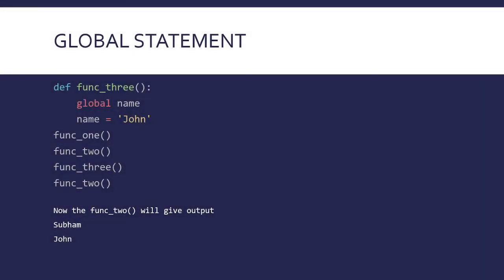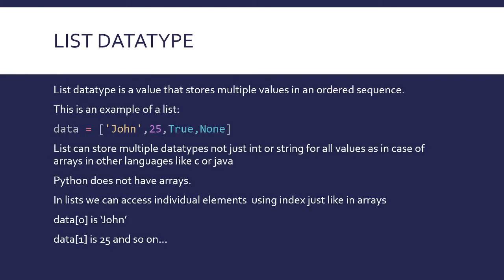So in the last video I discussed the global statement and how we can manipulate global variables using it. In this video I will talk about the list data type. A list is a value that stores multiple values in an ordered sequence. This is an example of a list.